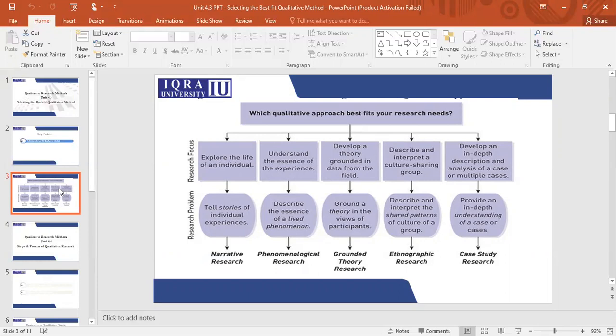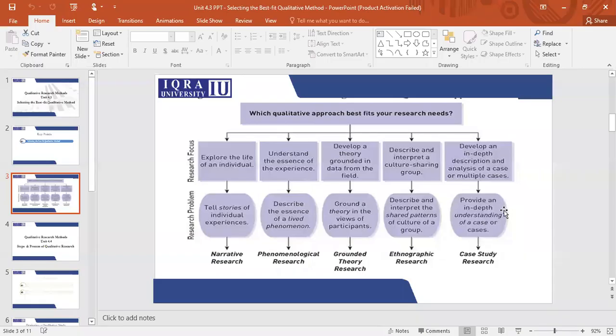If your research focus is to develop a theory from the data, you will be going for a grounded theory research. If you are researching a group of people who all share a certain culture, who belong to a certain ethnic group, and you are studying their shared patterns, you will be doing an ethnographical research. Then if you are studying a particular topic in detail, taking one case in detail and understanding their issue in context, that would be a case study research.